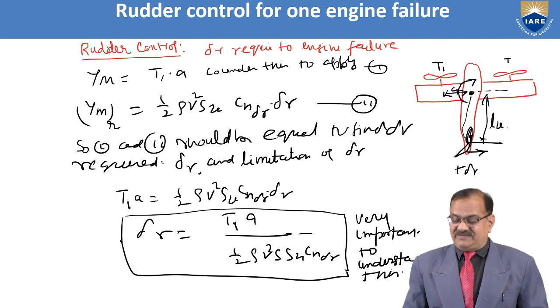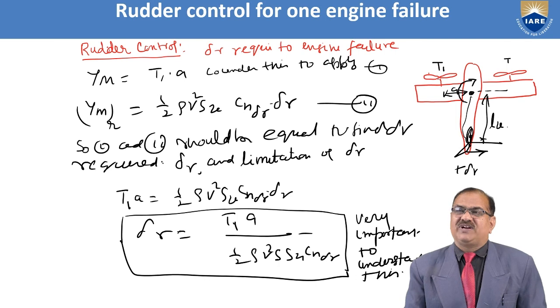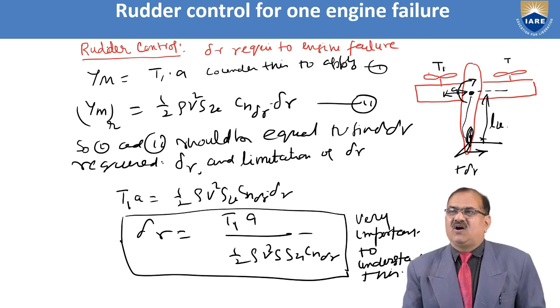Here I am discussing the rudder control. You can see this is the aircraft, and these are the wings. Here we have fitted two propellers, one is T1 and another is T. The distance of this from here is A. Here is the vertical tail and here is the rudder. The distance of the center of gravity from here is lV.